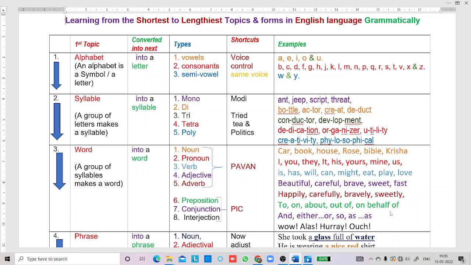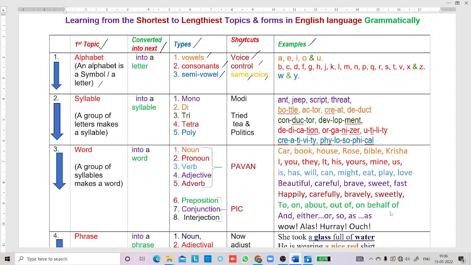So, from this table, the first topic is converted into the next types, shortcuts, and examples. Now, what is an alphabet? An alphabet is a symbol or a letter. These are converted into letters, as from this definition. They are further classified into three types: vowels, consonants, and semi-vowels. The shortcut for them is voice control, same voice.